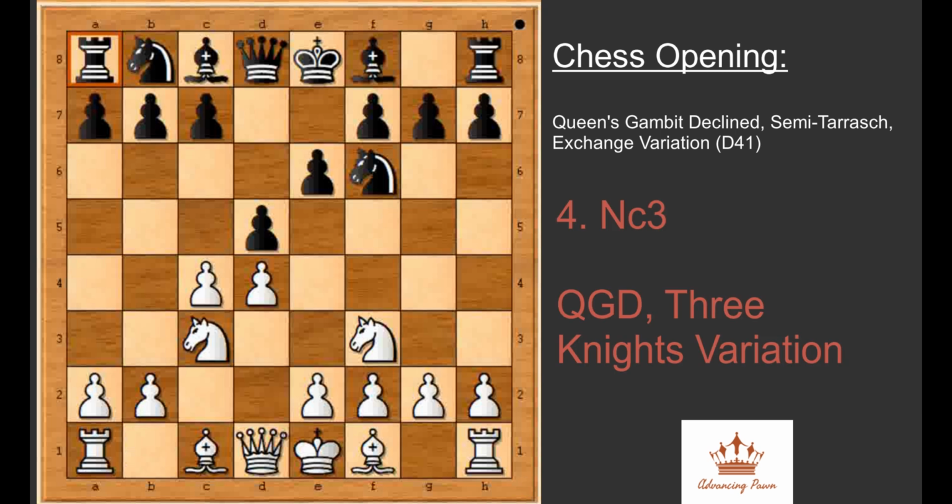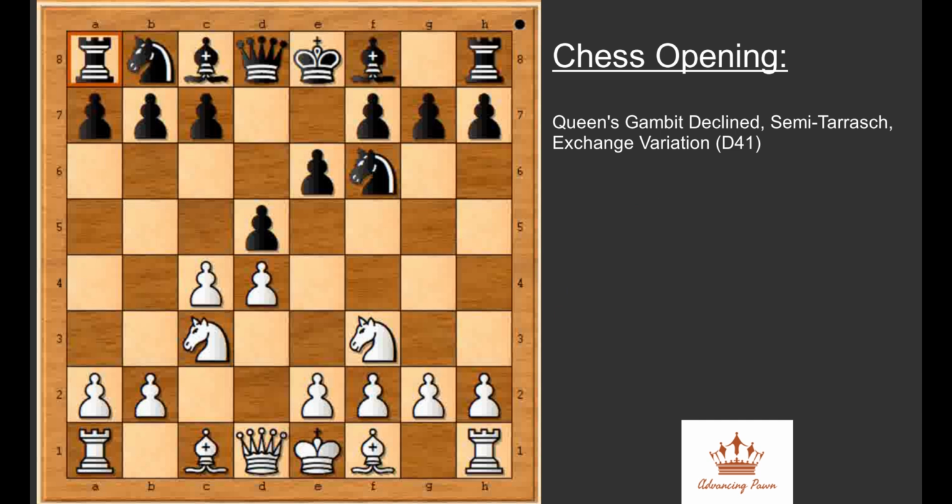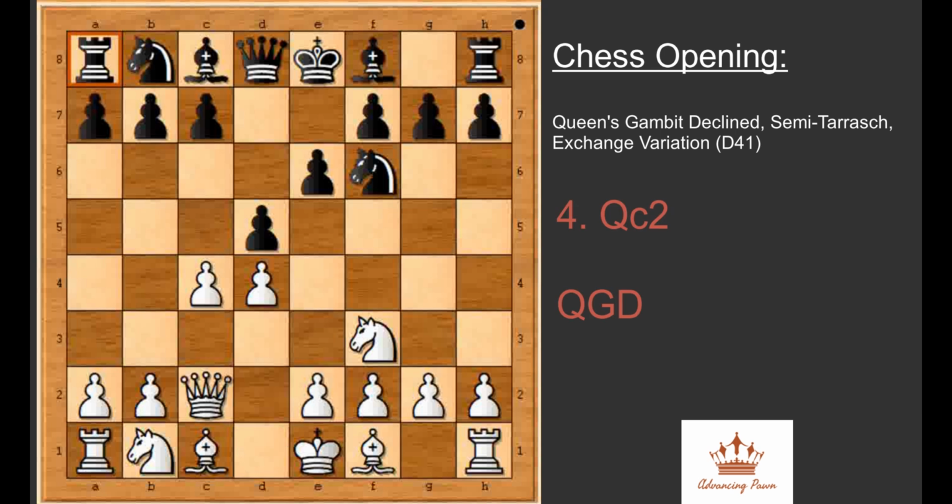White's fourth move is Nc3. This is the Three Knights Variation in Queen's Gambit Declined. White had many other options at this stage as well to play instead of Nc3. g3 is a possibility. e3 is another. And Qc2 can also be played. All of these within the Queen's Gambit Declined opening.